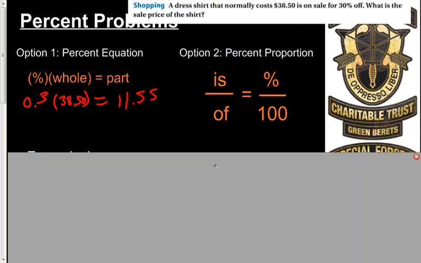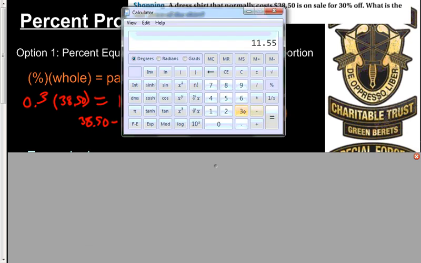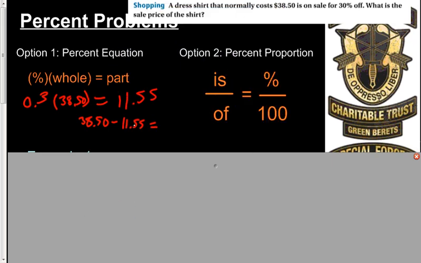With that, I would then subtract 11.55 from 38.50, and I'll get my sale price. So 38.50 minus 11.55, and I get 26.95, which is going to be my final cost.